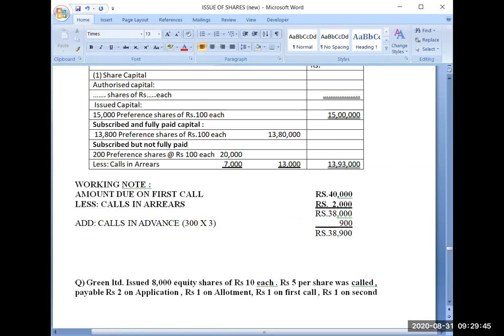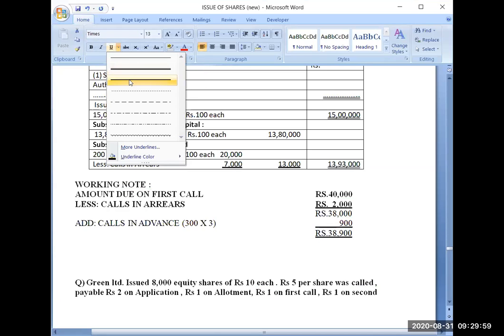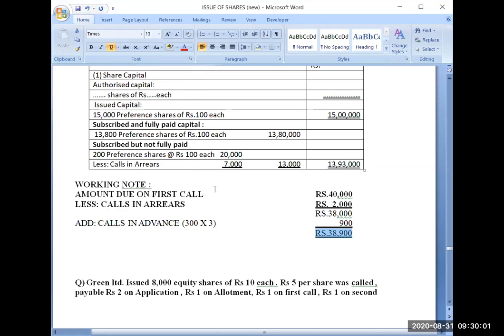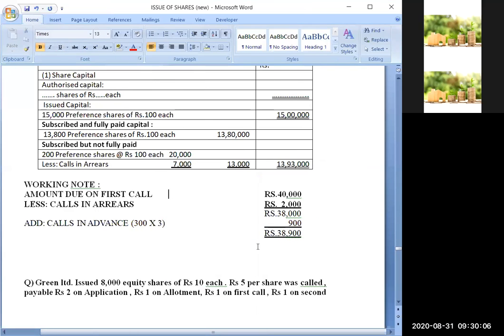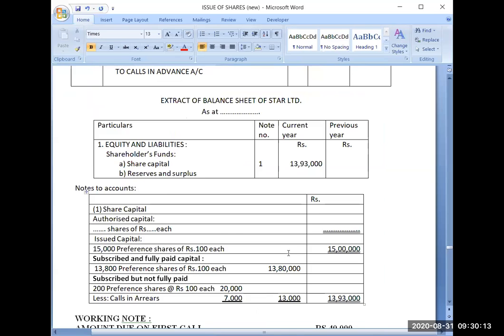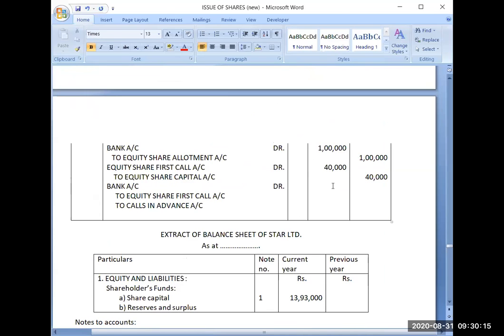See, one thing which I should make clear here, one query is there. That's why I'm also telling you this point. See, calls in arrears account is optional. Calls in arrears account is optional, but calls in advance account is not optional. Means you may open calls in arrears account or you may leave it, but you can never leave calls in advance account. So now bank amount is 38,900.